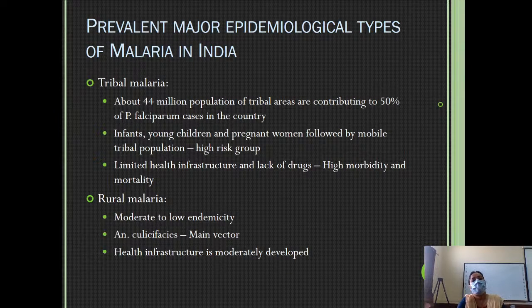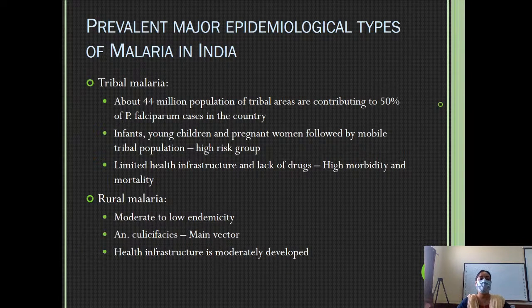So please remember, tribal malaria is mostly falciparum malaria, causes very high mortality, affects the extremes of ages, and the contributing factors are lack of formal health infrastructure and lack of drugs. The second variant is rural malaria, which is moderate to low in its endemicity. Mostly it is caused by Anopheles culicifacies, which is the main vector in transmission of rural malaria.